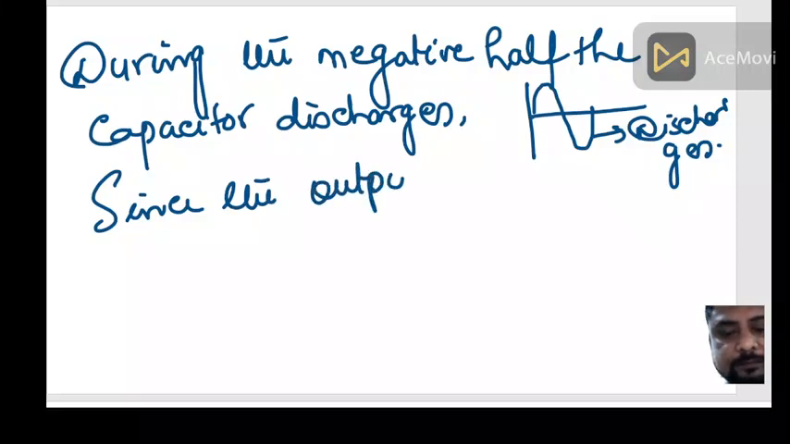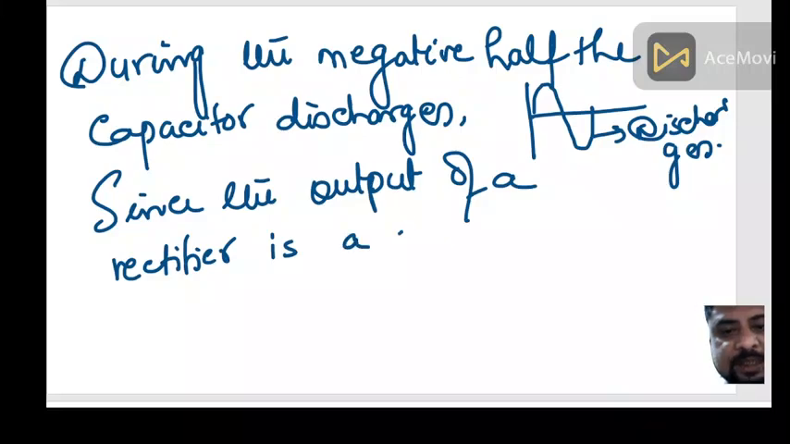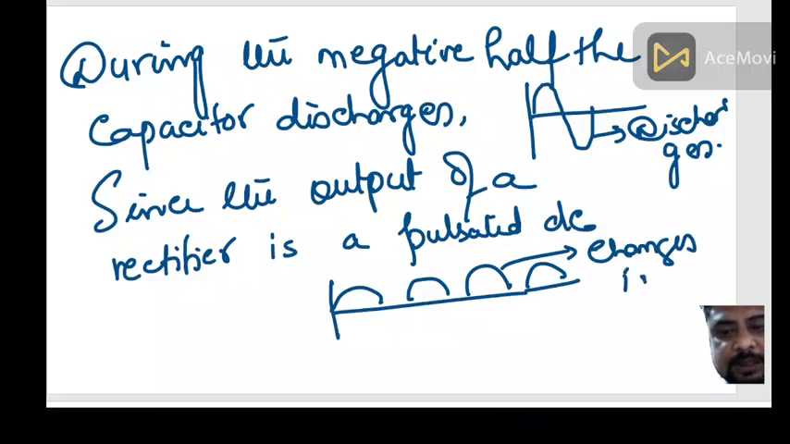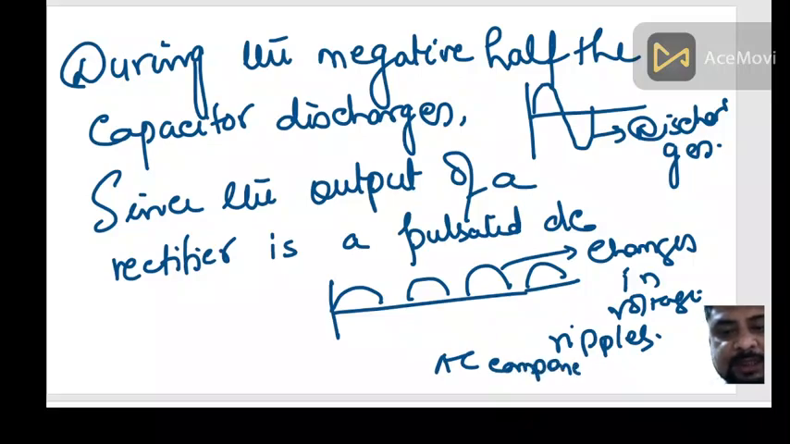Since the output of a rectifier is a pulsated DC, this is the form of pulsated DC. There are some changes. These are the changes in voltage, that we call the ripples or AC components.